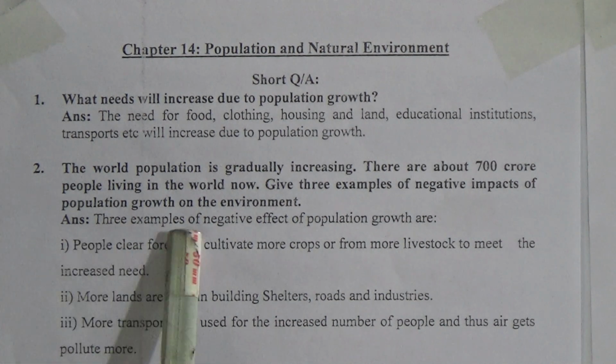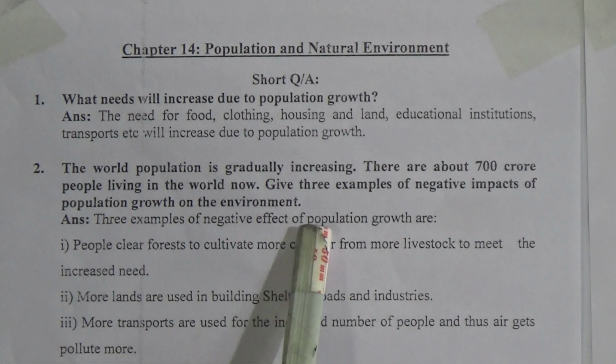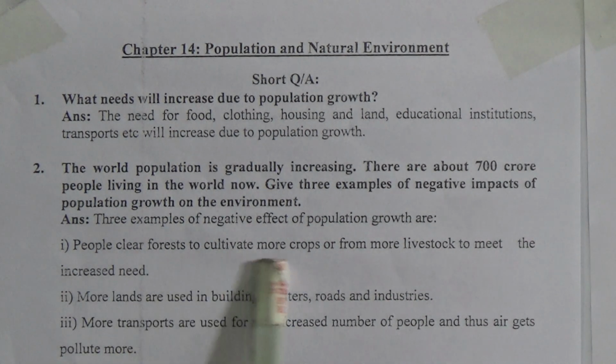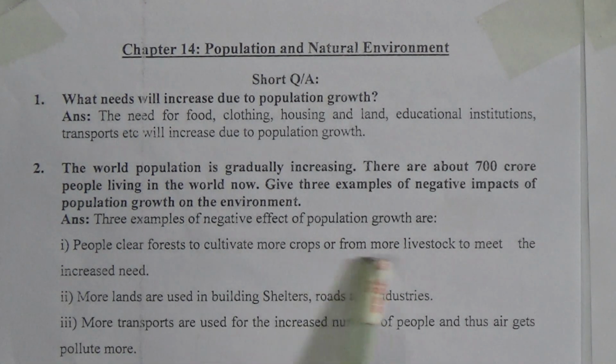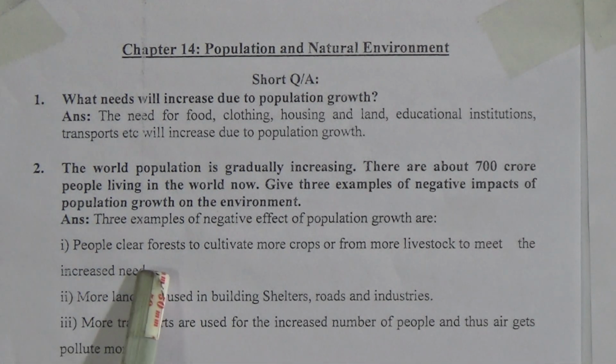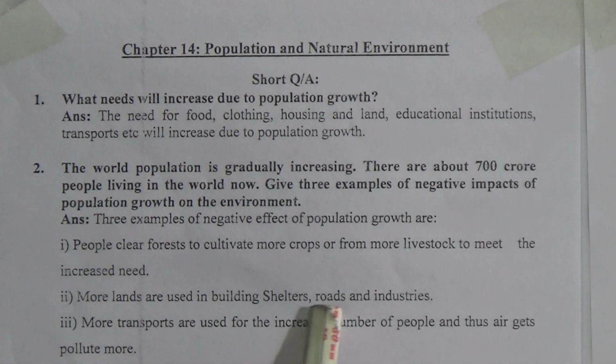The answer is, 3 examples of negative effects of population growth are: first one, people clear forests to cultivate more crops or farm more livestock to meet the increased need. Second one, more lands are used in building shelters, roads and industries. Third one, more transport is used for the increased number of people and thus air gets polluted more.